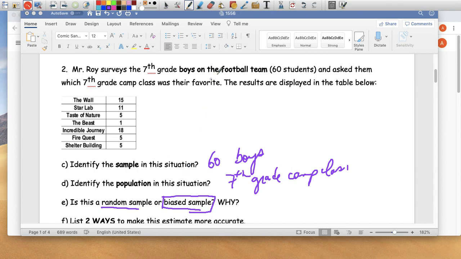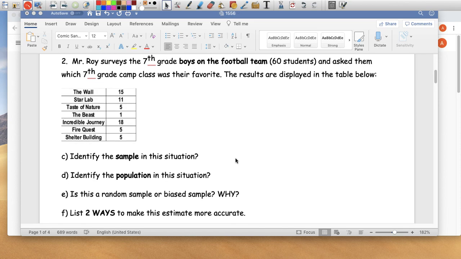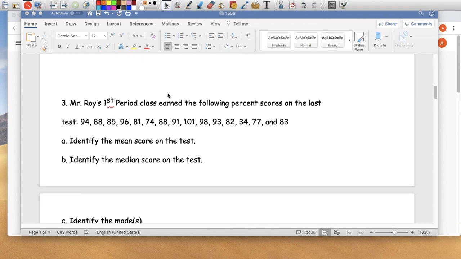Okay, list 2 ways to make this estimate more accurate. Well, we could put everyone's name in a hat and select 60 randomly, or put them in a list and select every 12th kid. Or maybe at the 7th grade camp, if they're all eating lunch at the same time, you can survey every 8th person coming into the cafeteria and ask them these questions. Definitely a few ways of making this less biased, more random.